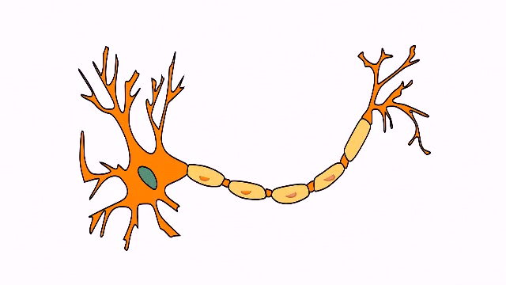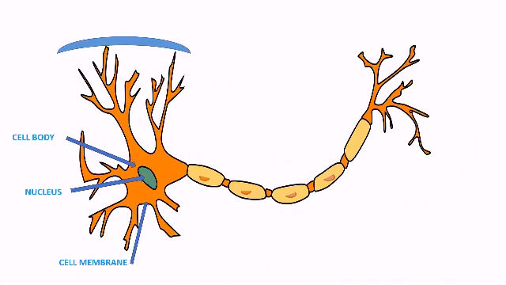Let's see the parts of the neuron. This is a neuron. There is a part within the center, it is called a nucleus. Just around the nucleus we see the cell body or soma. Then outside the cell body we see a cell membrane. Then this projection out of the cell body or the soma is called the dendrites.